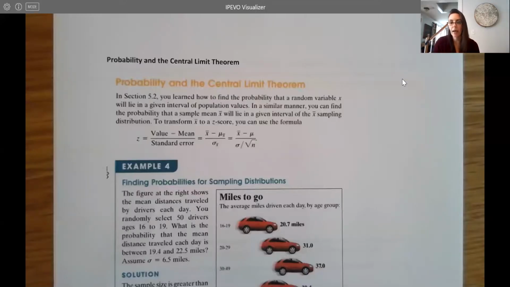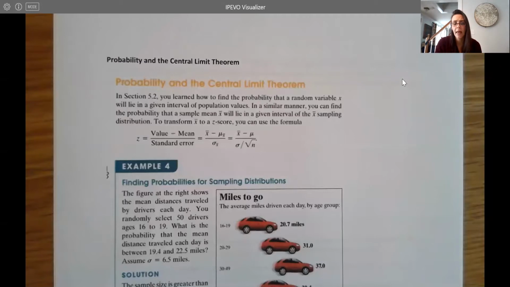All right, so let's do a little bit more application with the central limit theorem. In section 5.2, you learned how to find the probability that a random variable x will lie in a given interval of population values. In a similar manner, you can find the probability that a sample mean will lie in a given interval of the x bar, so the mean sampling distributions.